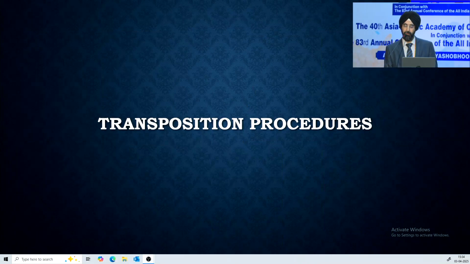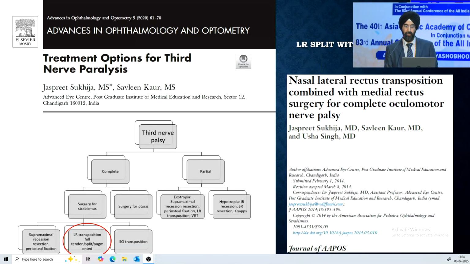So transposition procedures, something new which has come up. Again, we had described an option, because in third nerve palsy, we just have one muscle, the lateral rectus, that is functioning because that's supplied by the sixth nerve. So with just one muscle, what you can do is transpose the lateral rectus medially.